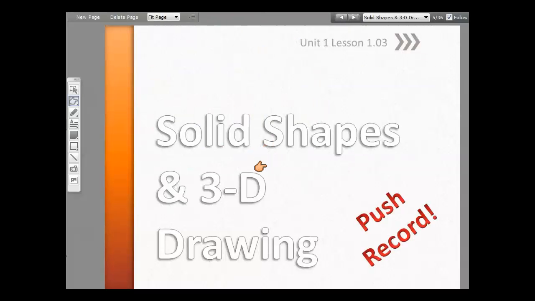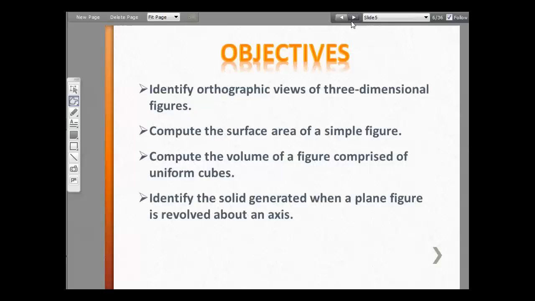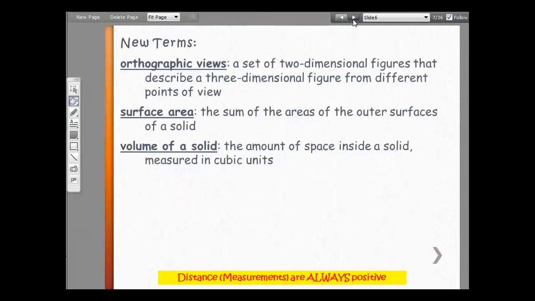Okay, this is Solid Shapes in 3D Drawings, Part 2. So let's get going here. What we're going to be learning in this is to identify orthographic views, to compute the surface area, to compute the volume, and identify the solid generated when a plane figure is revolved about an axis. That sounds pretty hard. I don't think it is, though.